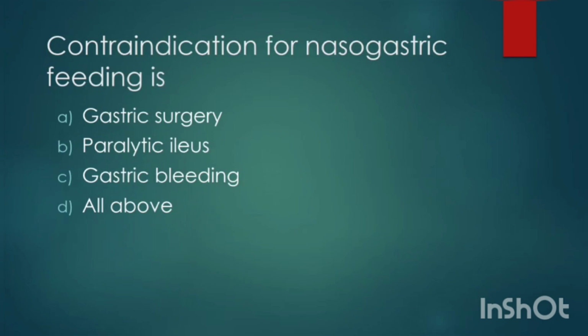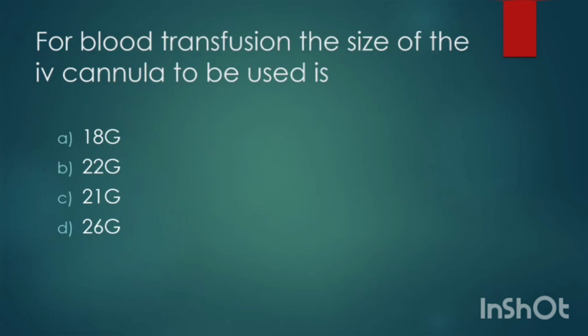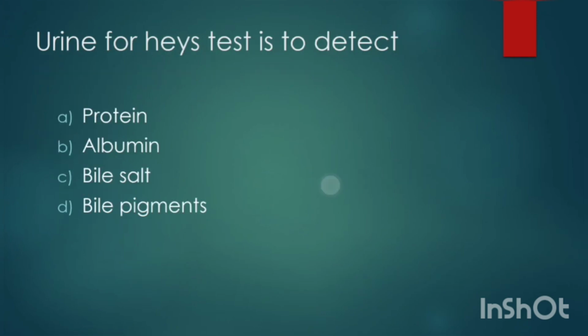Contraindication for nasogastric feeding is gastric surgery, paralytic ileus and gastric bleeding. So the right answer is all above. For blood transfusion, the size of the IV cannula to be used is 18 gauge. Urine for Hay test is to detect the bile salts. The answer is bile salts.